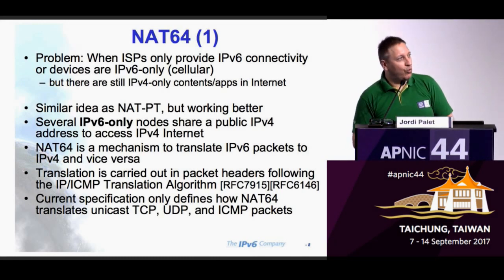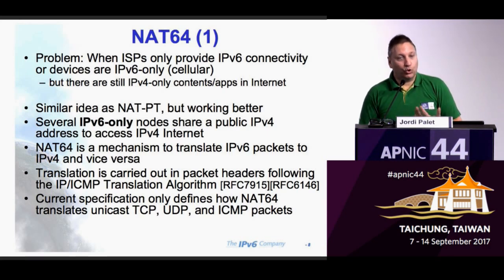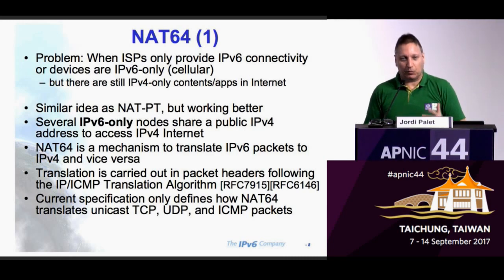So let's look at one of the possible transition mechanisms we can use, which is NAT64. NAT64 is a way for IPv6 only devices, let's suppose an IPv6 only cellular phone, to connect to IPv4 only contents on the internet. So this is precisely what we were asking in the previous slide that we cannot do, right? So it seems like a solution. We had a previous transition mechanism, which was NAT-PT, that was trying to do the same, but it didn't work very well. And in the IETF, we decided to deprecate that mechanism, so it's no longer valid.